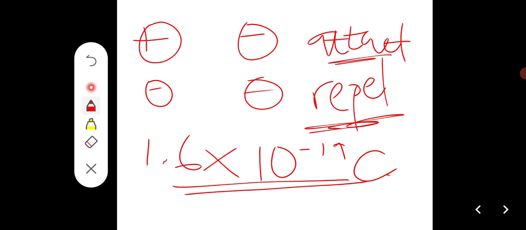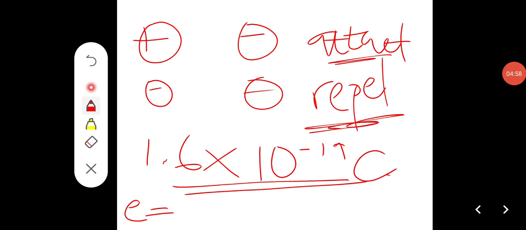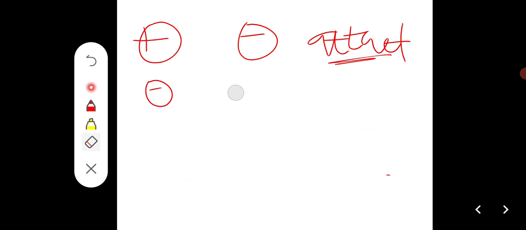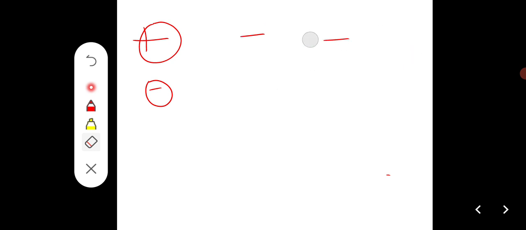This electric charge is represented by the letter e, and it can either be positive or negative. If you are dealing with a proton, it's positive. If you are dealing with an electron, it's negative.